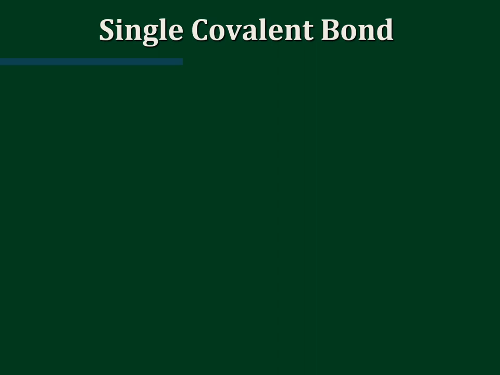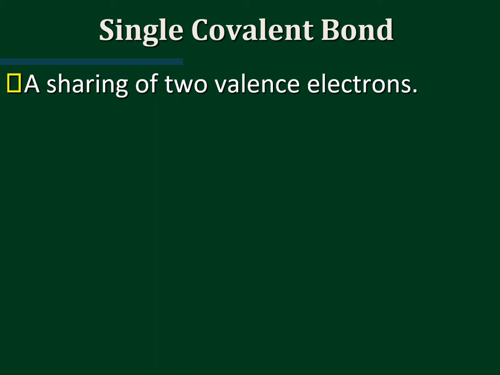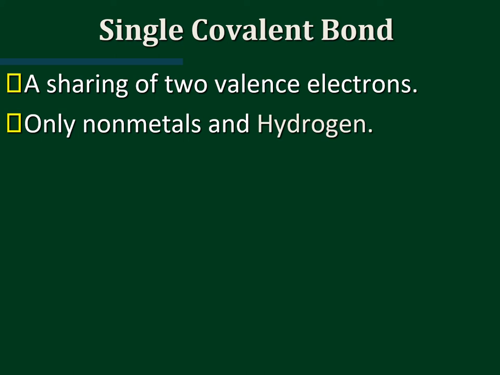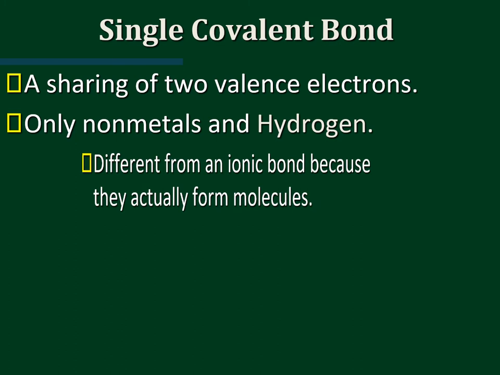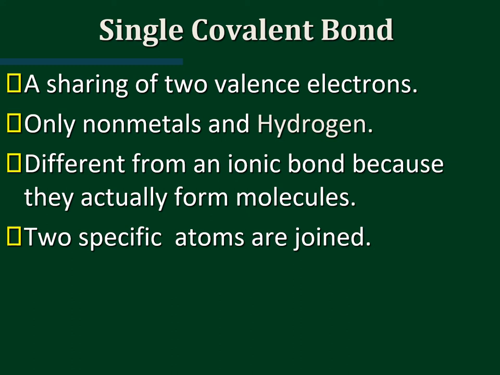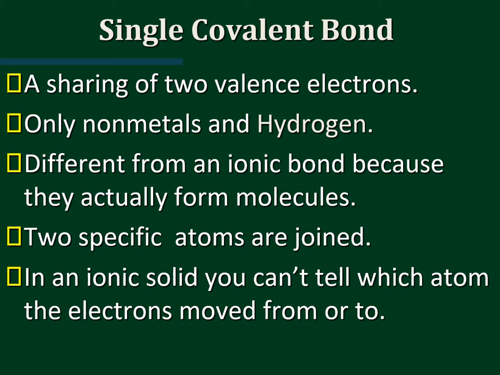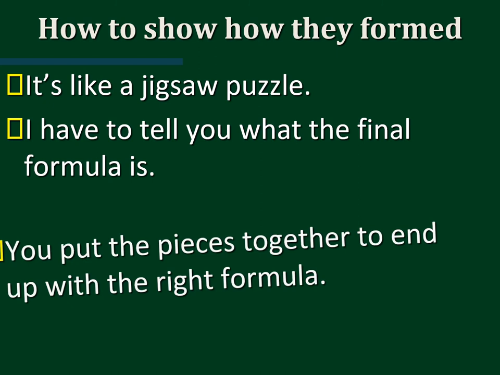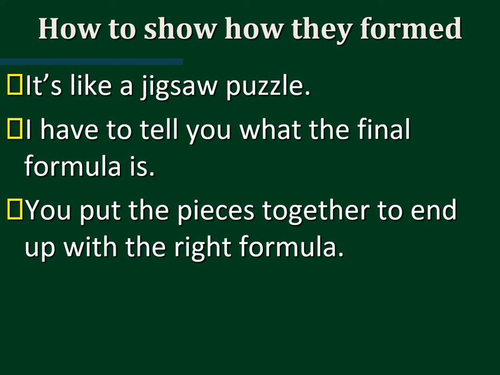We have a single covalent bond. It is a sharing of 2 valence electrons, only between nonmetals and hydrogen. This is different from an ionic bond because they actually form molecules, where 2 specific atoms are joined. In an ionic solid, you can tell which atom the electrons move from or to. How do we show how they form? It's like a jigsaw puzzle: you put the pieces together to end up with the right formula.